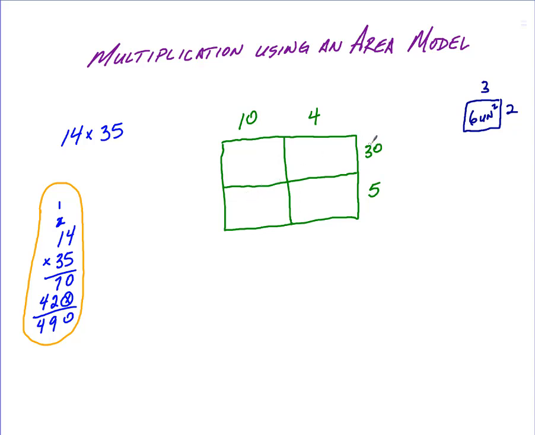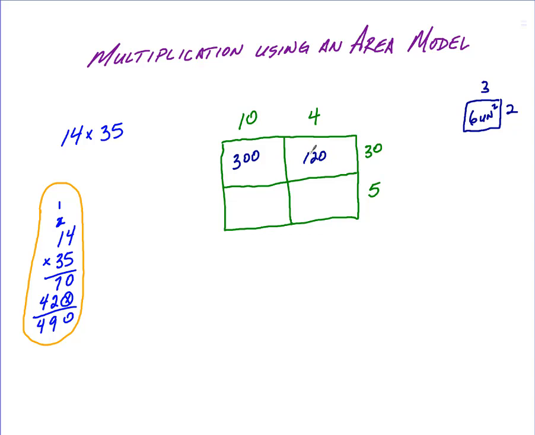So 30 times 10. So 30 groups of 10. 3 times 1 is 3, and then we add those 2 zeros. This is also helpful in teaching students that when you're dealing with large numbers like this, you can go ahead and multiply the leading digit if everything else is 0, and then add the zeros in. 30 groups of 4, or 4 groups of 30. That's going to be 120.